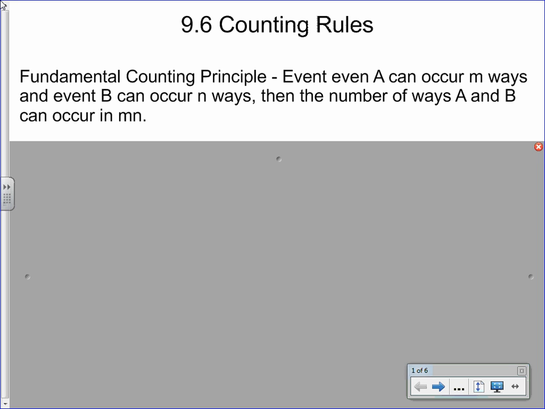If event A can occur n number of ways, and event B can occur n number of ways, then the ways that A and B can occur is n times n. Remember, we always have to talk about it generically, and then we'll go to an example, and we'll say, oh, this makes so much more sense.